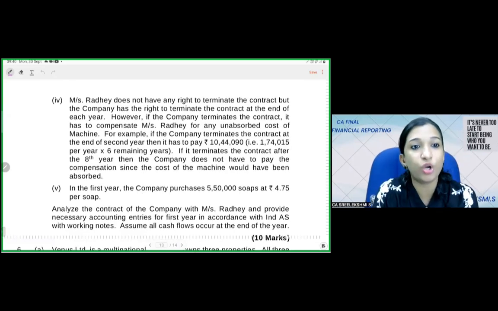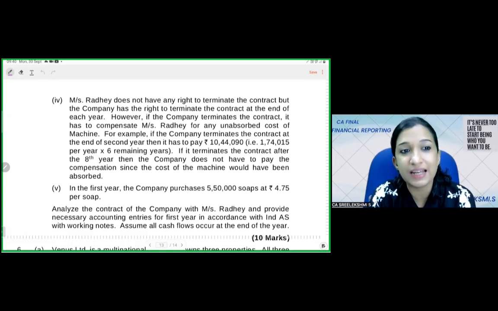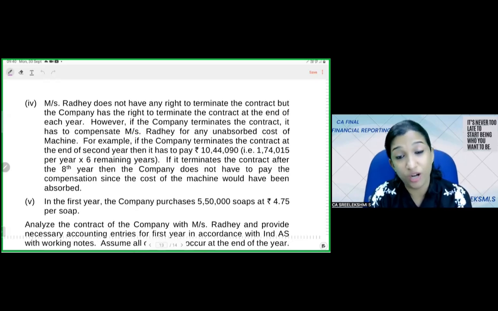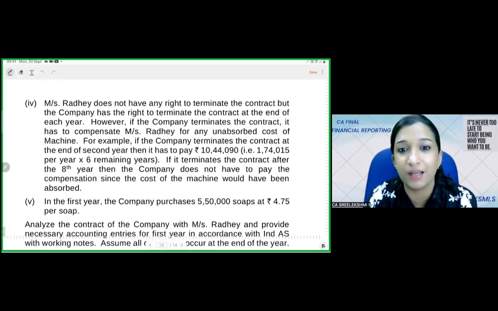Miss Radhe does not have any right to terminate the contract, but the company has the right to terminate the contract at the end of each year. So this is a non-cancelable lease. Non-cancelable lease means if you want to cancel, you cancel it freely? No. If you want to cancel, you can cancel by paying the termination penalty. Normal course you cannot cancel, but if you want to cancel, you need to pay a termination penalty.